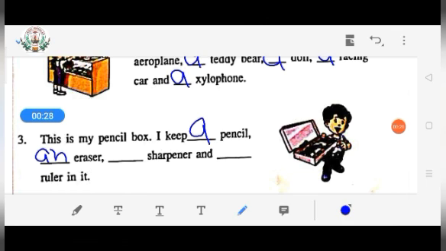Dash sharpener. The first letter of sharpener is S. S is a consonant letter. So we will put a sharpener and dash ruler in it. The first letter of ruler is R. R is a consonant letter. So we will put a ruler in it.